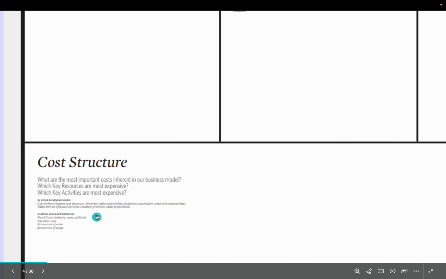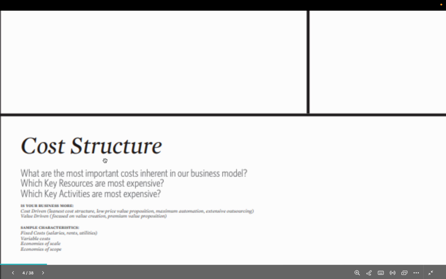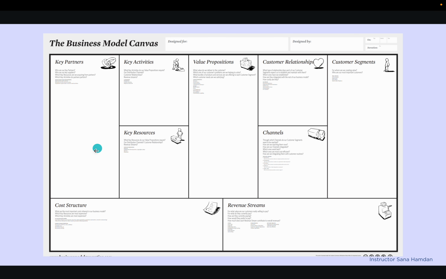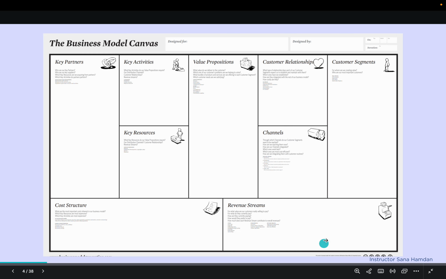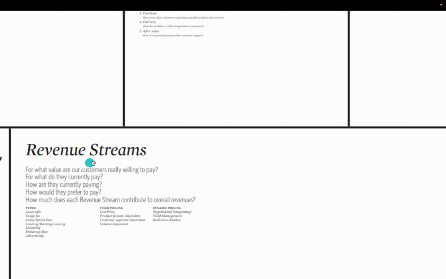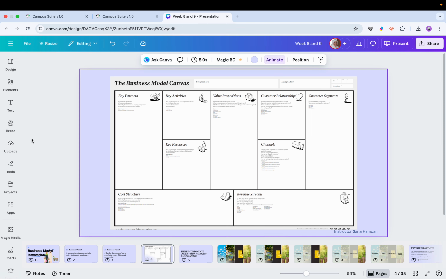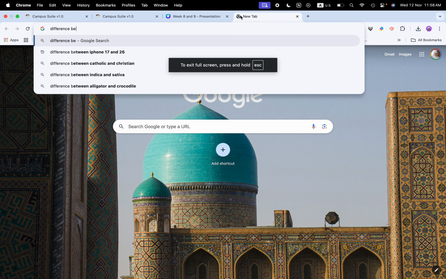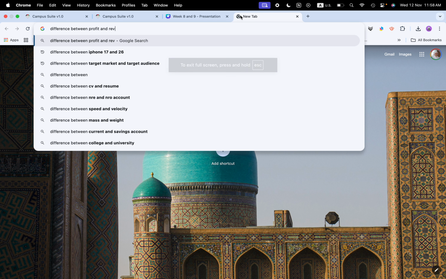So cost structure. This is important. What is the difference between a cost structure and a revenue stream? These are terms we have. Number one, let's talk about revenue stream. You guys, when you see the word revenue, revenue means making money. So we have a difference. I'm going to show you the difference between profit and revenue.